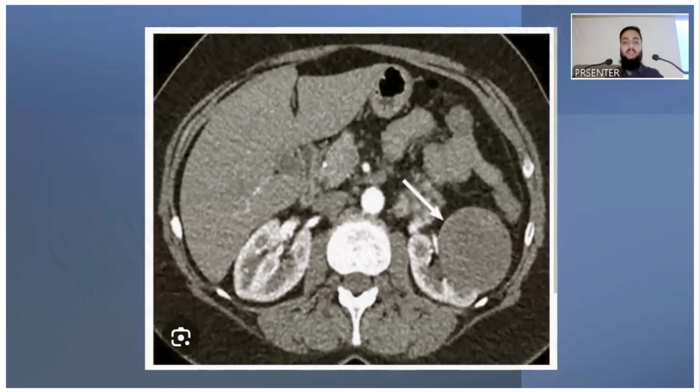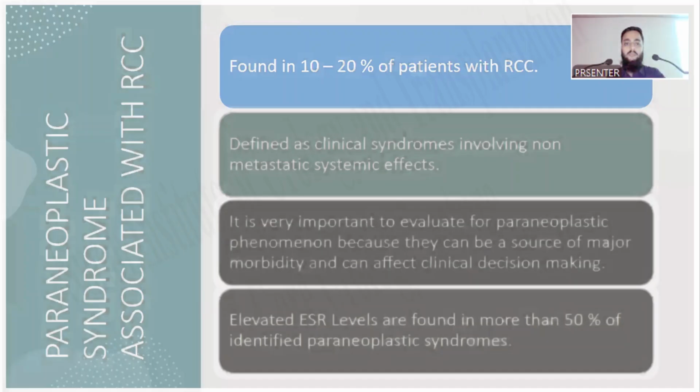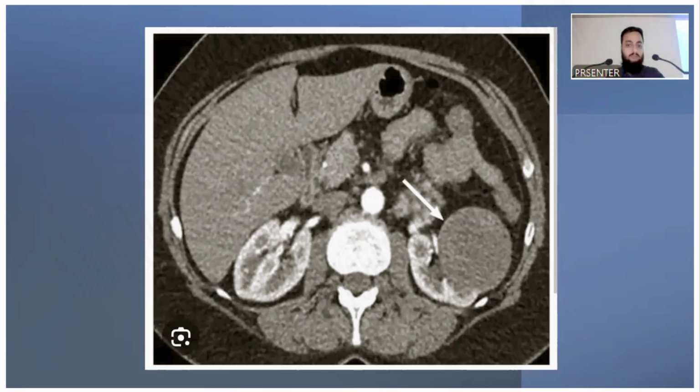This is a CT image showing a renal mass on the left kidney, on the upper and mid pole. So, can anyone tell me what we see in a CT scan and what do we look for when we're looking at a CT with contrast in the renal mass? What are we looking for?